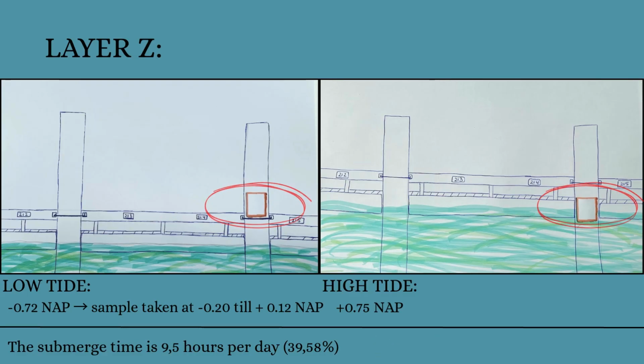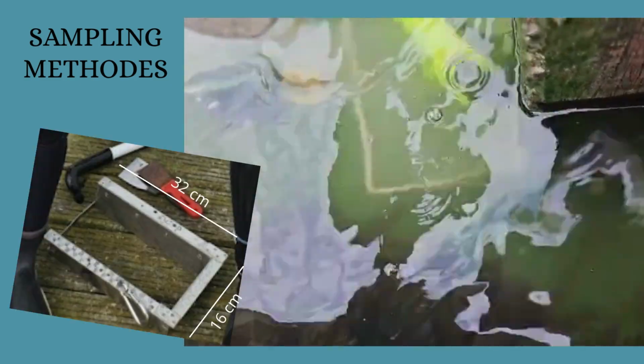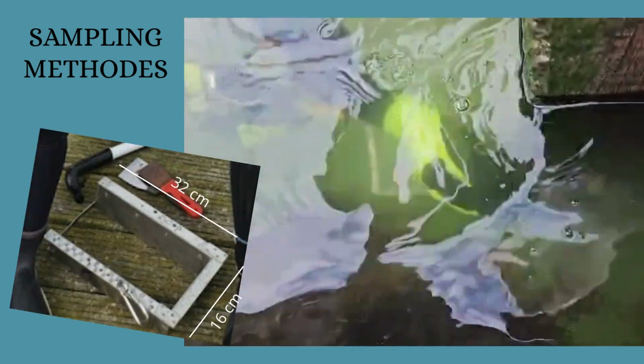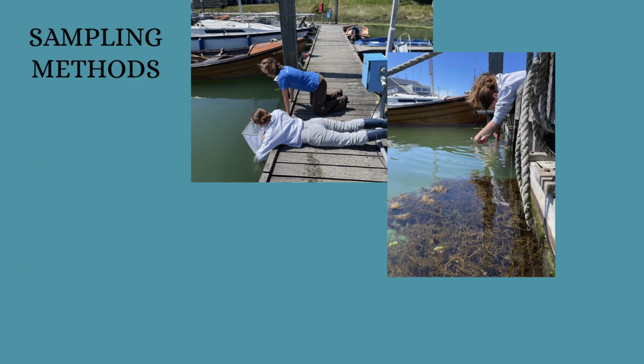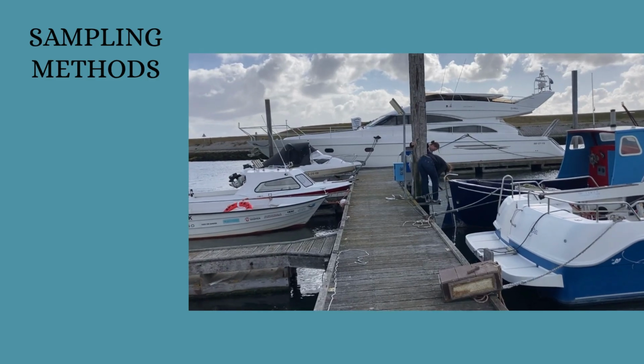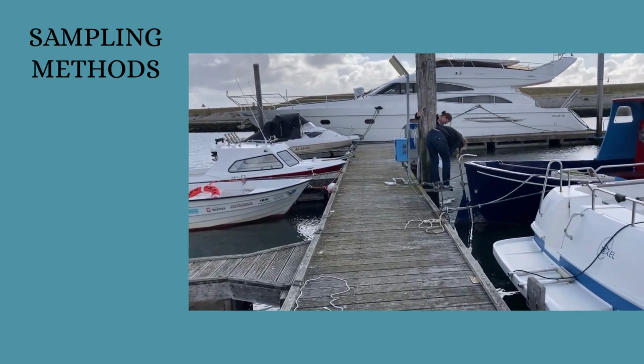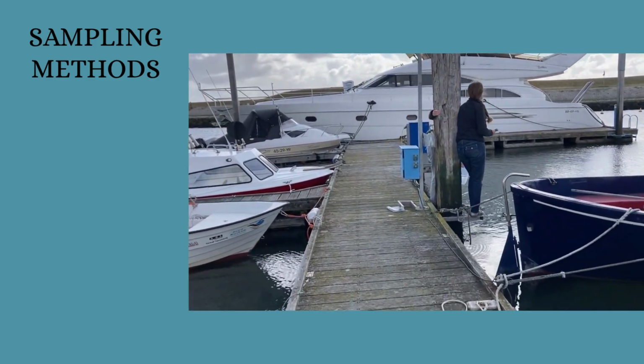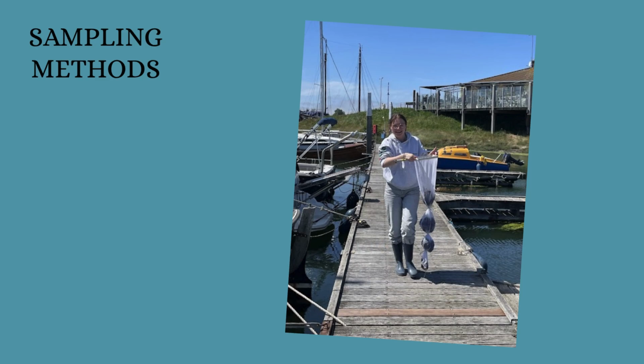Now for the actual process. Each time we used a frame of 32 by 16 centimeters to mark the area that we wanted to sample. We marked the area by scraping the borders of the area clean. Then we used a putty knife to scrape the benthos of the marked area. We collected the benthos in a net while snorkeling and transferred them to plastic boxes for transport to the lab tent.